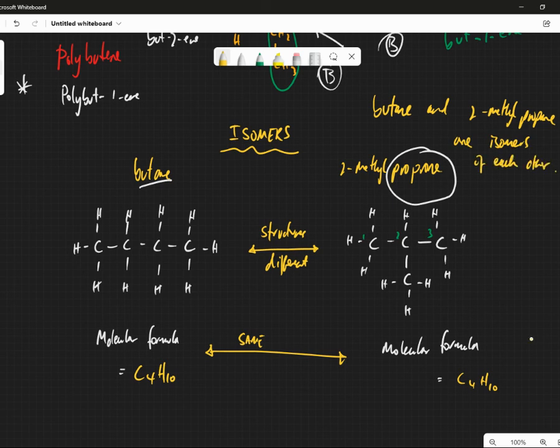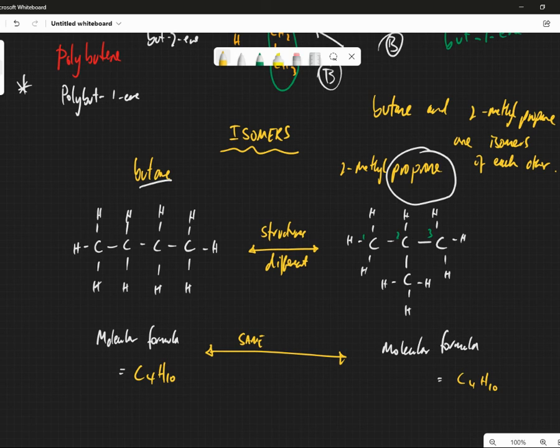Does that make sense? Another way I could say it is this. I could say butane and 2-methylpropane are isomers of each other, or I could say butane is an isomer of 2-methylpropane. It doesn't matter which one I start with. They're the same molecular formula but different structures. Okay. Why are they isomers? I don't follow the question, dear.